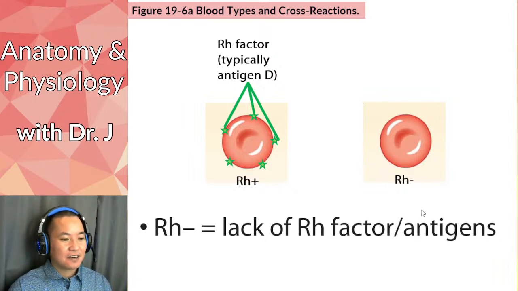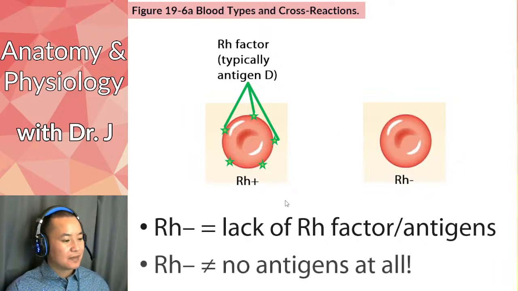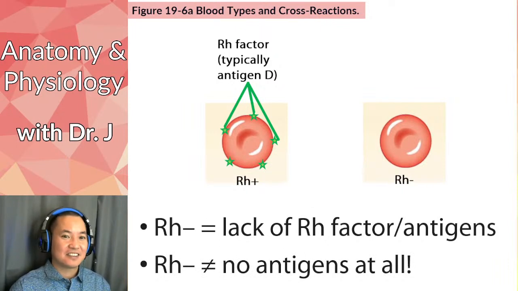Rh is a surface antigen that happens to be a protein. So when somebody says they're A positive, or A negative, the positive and negative part refers to the presence of these antigens. If you're negative, that means you lack these antigens, like we see on this cell here. But negative does not mean no antigens at all. It just refers to the lack of this specific Rh factor.